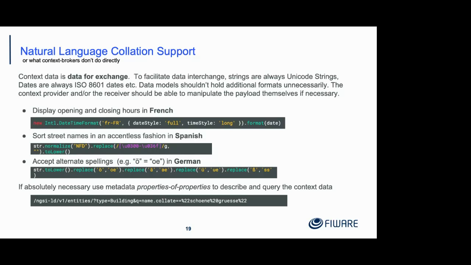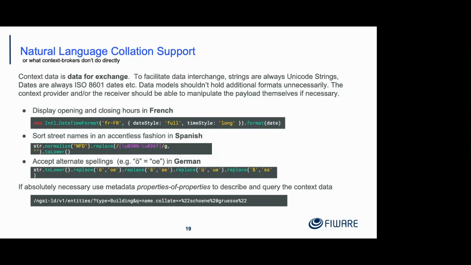So you don't want that sort of thing inside your context broker. It just adds bloat. It's unnecessary. It's somebody else's problem. So I'm saying the context broker doesn't do this. You need to sort it out on the endpoint having received the data. However, you can actually do a reasonable job in collation provided you're only worrying about one language.